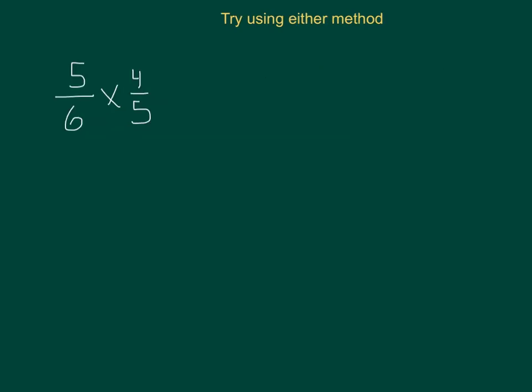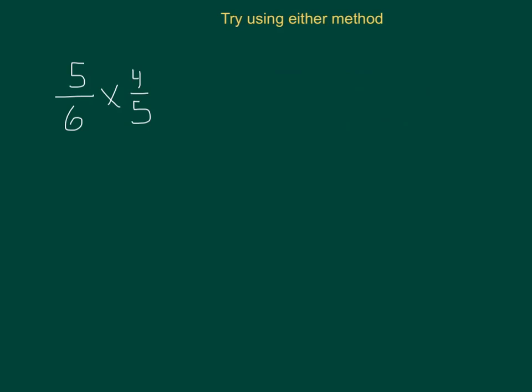Our final example here is 5 over 6 multiplied by 4 over 5. Now you can use either method to work on this one. I don't care. You pick. I'm personally going to use method 1 for it, but that's okay. So if you want to, you can pause it right now, and then you can unpause it when you're ready to go.